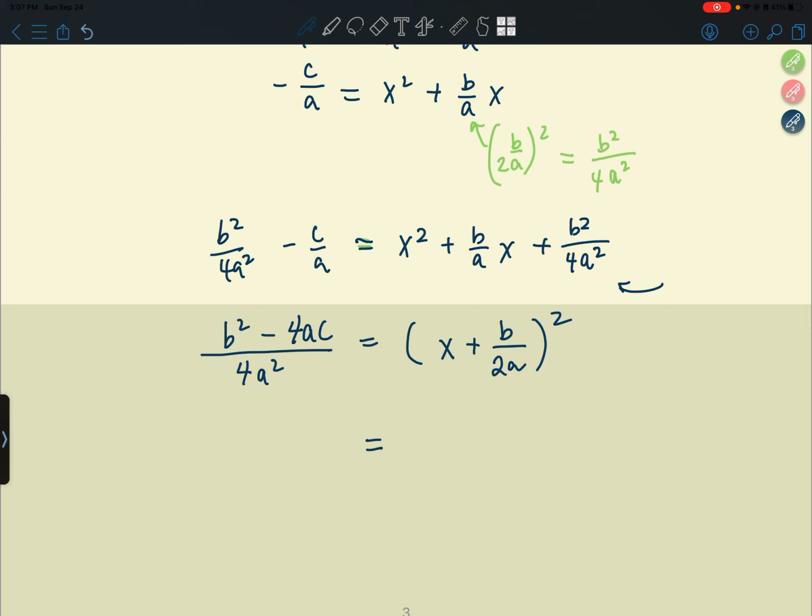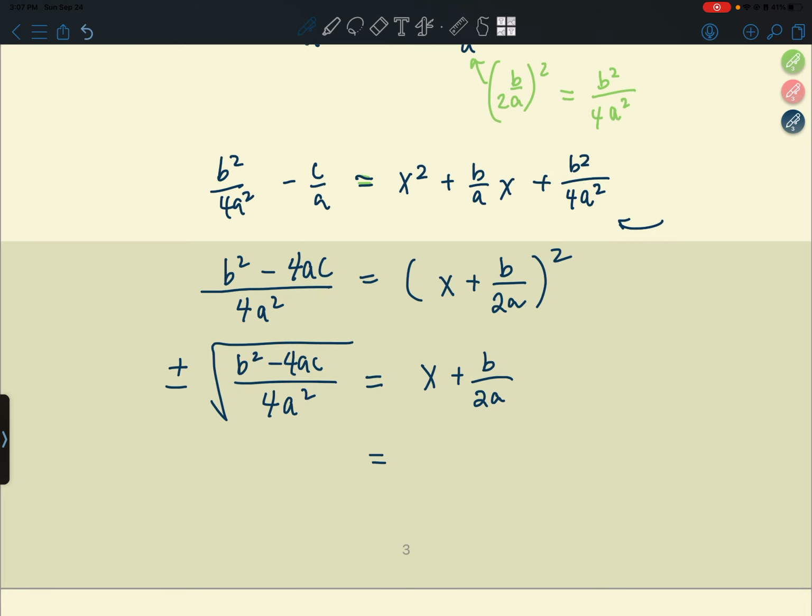And then what we can do is square root both sides. So this side will end up being x plus b over 2a. And this side will be the square root of b squared minus 4ac over 4a squared. And remember when we do this, it can be plus or minus, right? Because we are taking the square root.